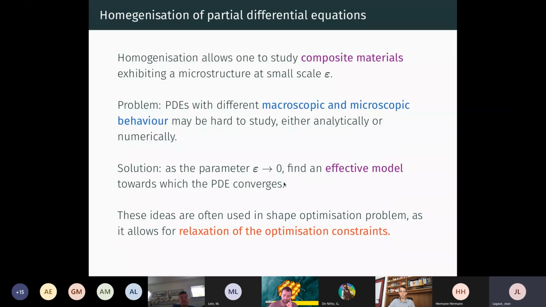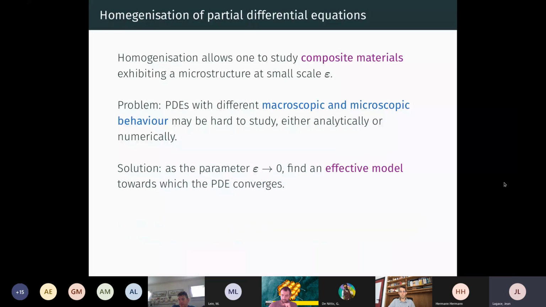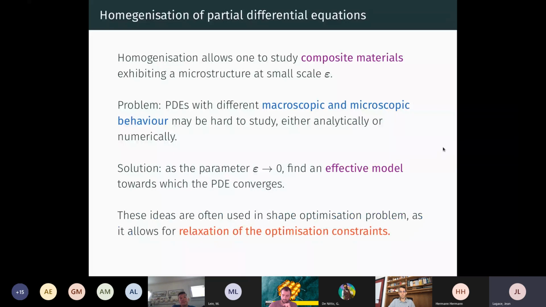So these ideas are often used in shape optimization problems because it allows us to relax the optimization constraints, and often by having a larger space, we are able to find optimizers when they don't exist with more constraints.